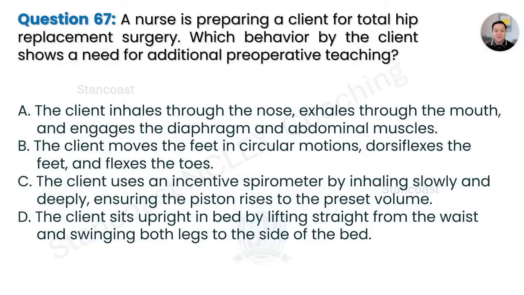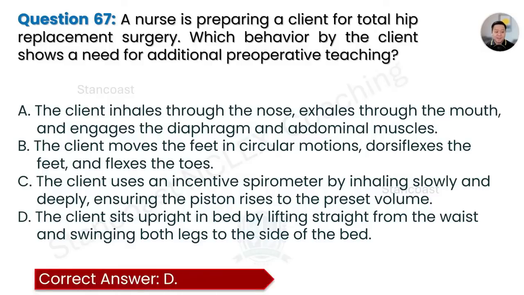Again, you have to select that option that shows a need for additional pre-op teaching, and that is no other than letter D. Why? Well, for a client after a total hip replacement, the proper way to get out of bed is to roll onto the side and use the side rail for support, and push up with one hand while carefully swinging the legs over the side of the bed. And so lifting straight up at the waist can risk dislocation of the hip joint.